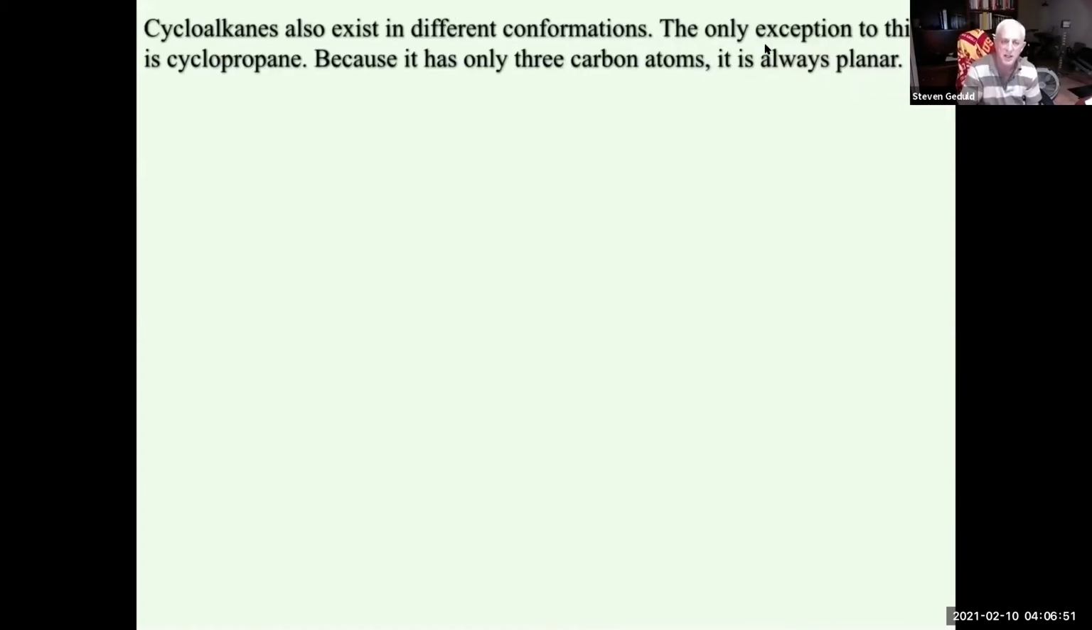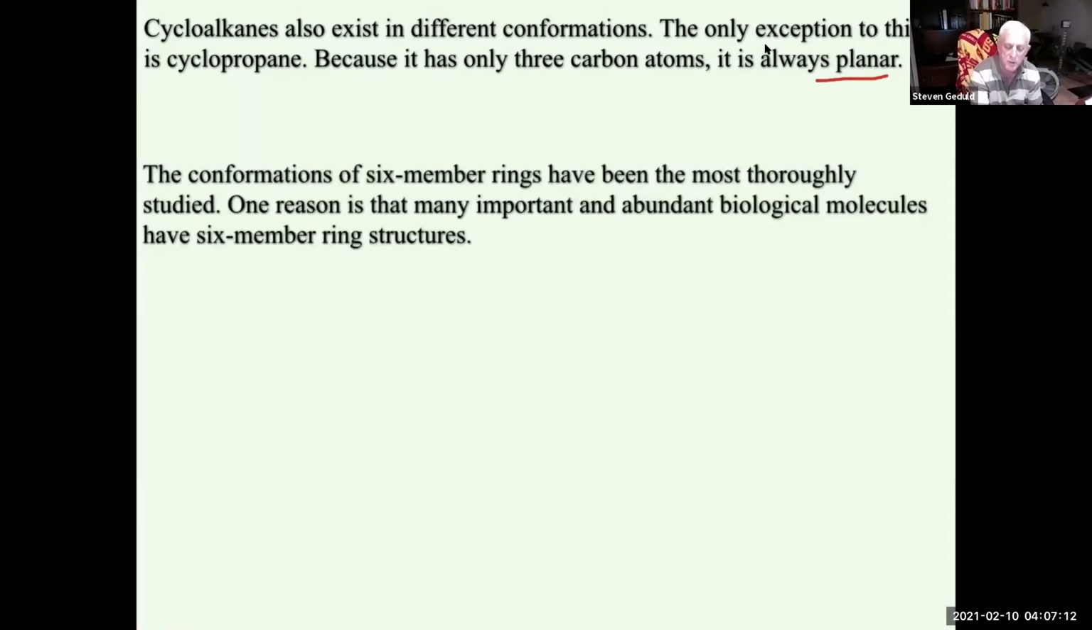So cycloalkanes also exist in different conformations. The only exception is cyclopropane. It only has 3 carbons. Cyclopropane is always going to be planar. But the bonds can still rotate in a cyclical pattern as long as there are more than 3 carbons, because they can put you at different angles. So, the conformation of 6-membered rings, they're cyclohexanes.